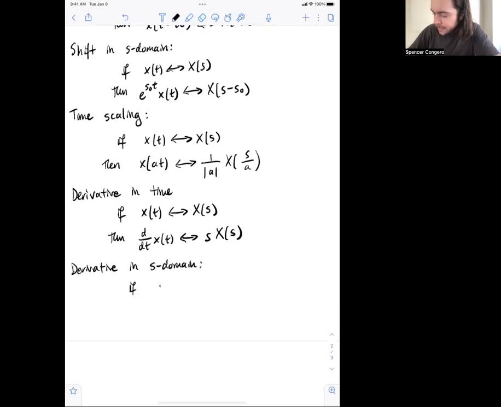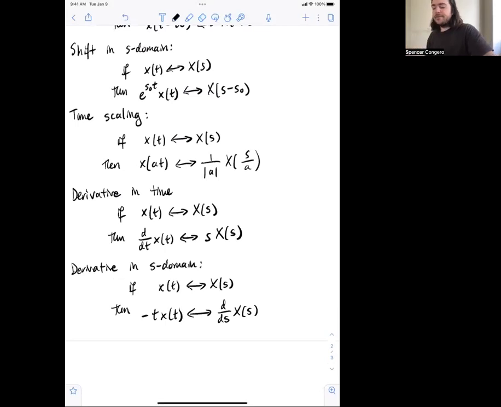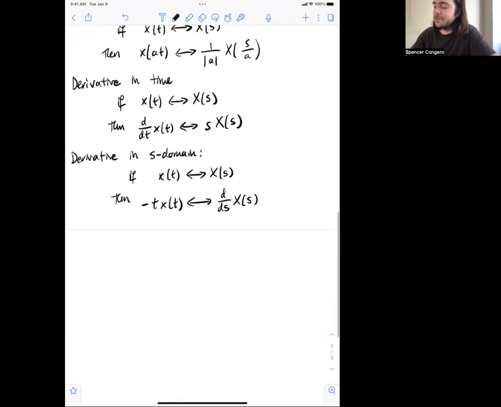Well, if I have this Laplace transform pair again, then what happens? When I differentiate in s, in time I end up multiplying by minus t. And by the way, if I took another derivative in time, I would just get another factor of s here. If I took another derivative in s, I would just get another factor of minus t. So you can apply these properties multiple times. Just thought I'd point that out.